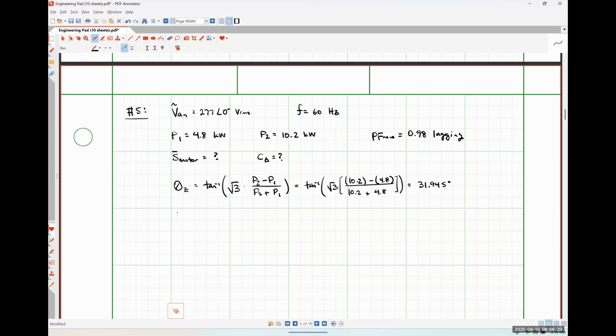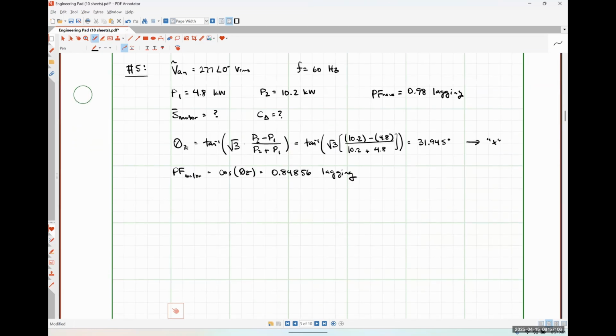From this, we can say that our power factor for our motor is just the cosine of theta z. By the way, I stored this as x. So if I do the cosine of x, I get a power factor of 0.84856. And this power factor is lagging because our angle is positive, but we should have expected a lagging power factor anyway, because we were told that it's an induction motor, which is always going to have a lagging power factor.